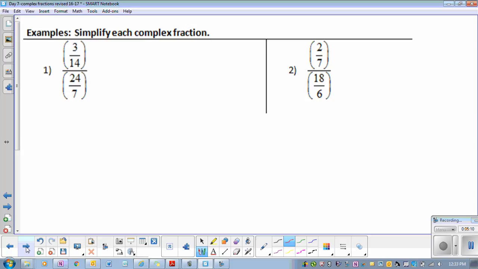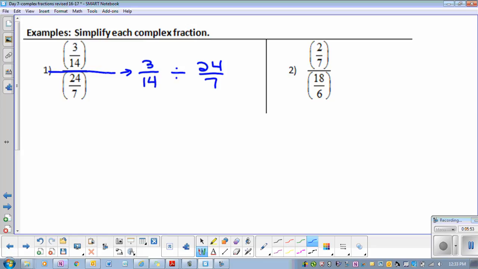It says simplify each complex fraction. So guys, when we do complex fractions, this is what I want you to do. When you see this division sign for the big problem, I want you to just make it a little bit longer. That way it separates your fraction at the top and your fraction on the bottom, the numerator and the denominator. And then we're going to rewrite this horizontally. So on top, I have 3 over 14 divided by 24 over 7.